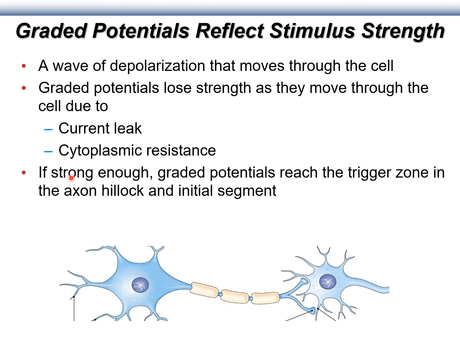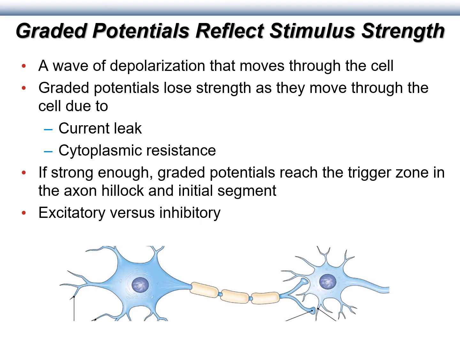If the signal is strong enough, or the summation of signals is strong enough, they will reach this trigger zone in the axon hillock initial segment of the axon and trigger an action potential or set of action potentials down the axon. So the decision point is whatever the strength of that initial graded potential is once it gets right here.